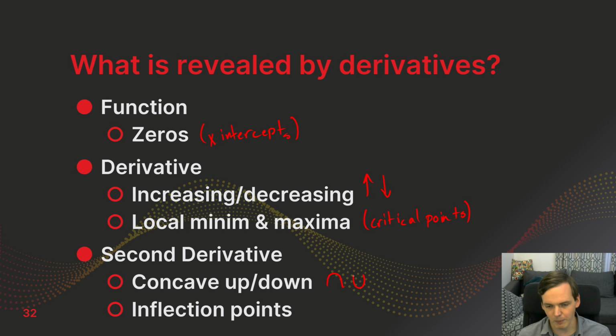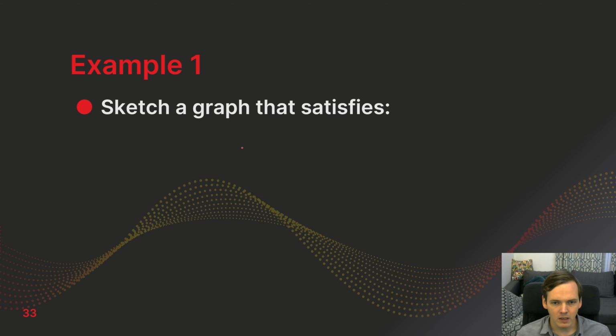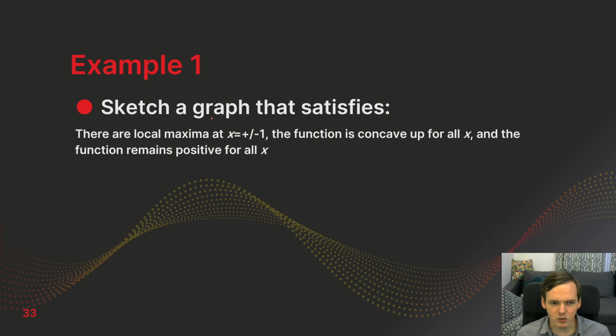I said those backwards. So this one's concave down, this one's concave up. And then it also lets you find your inflection points, which will typically look something like this or something like that. So by using all of these together, we can sketch graphs just from knowing details about the derivatives or the second derivatives. So in this first example, we're going to try and sketch a graph that satisfies this information.